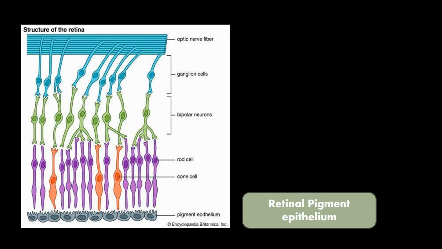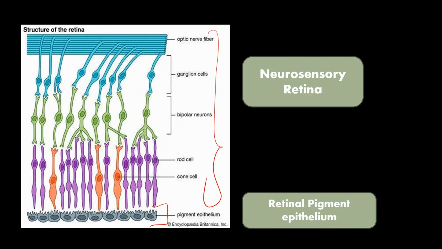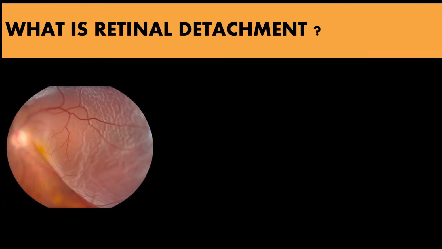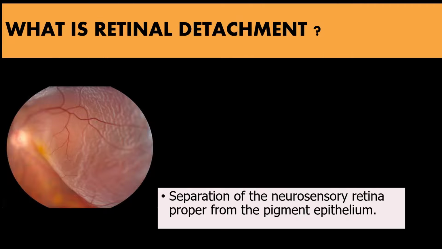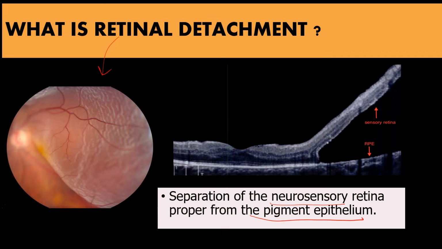In our video on the layers of retina, we discussed the 10 layers of retina. The outer layer is known as the retinal pigment epithelium, whereas the inner 9 layers together are referred to as the neurosensory retina. The question is, what exactly is retinal detachment? Basically, whenever there is separation of the neurosensory retina from the retinal pigment epithelium, that is referred to as retinal detachment. You can make this out on this OCT image.